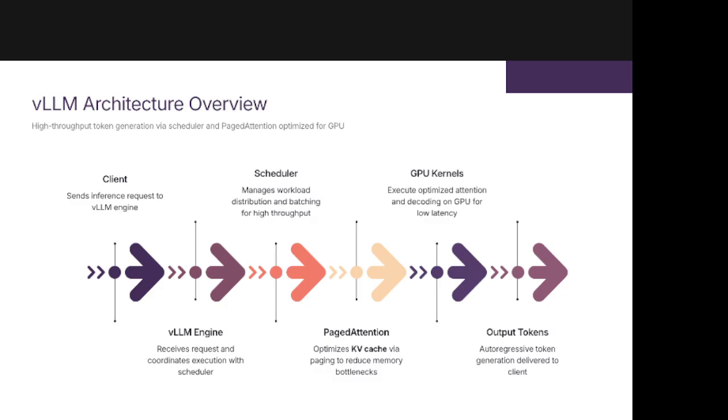Followed by PagedAttention. PagedAttention is one of the mechanisms internally optimizing the KV cache, wherein it stores the value, or interchangeably we call it the weight associated with the token, in the internal data structure as a key-value pair. Furthermore, the optimized attention and decoding on the GPU causes low latency.